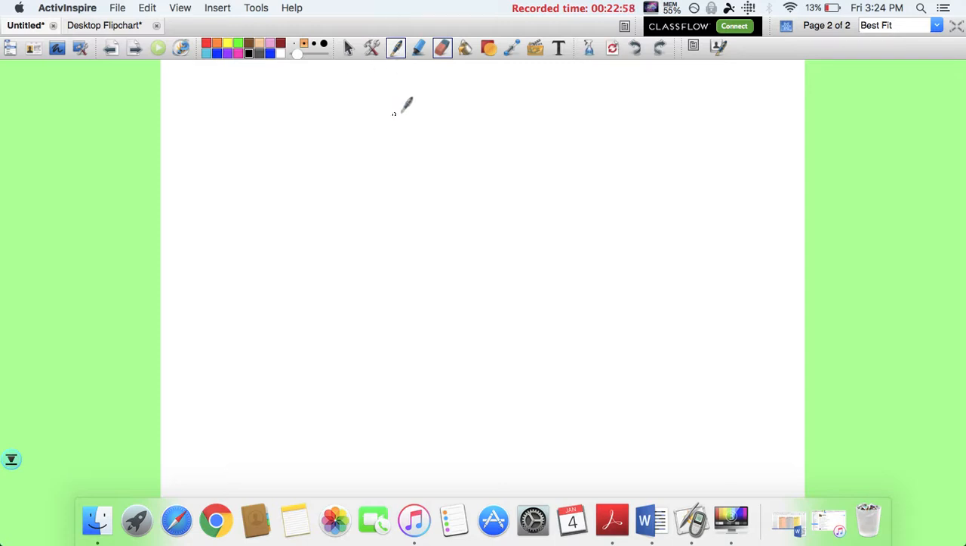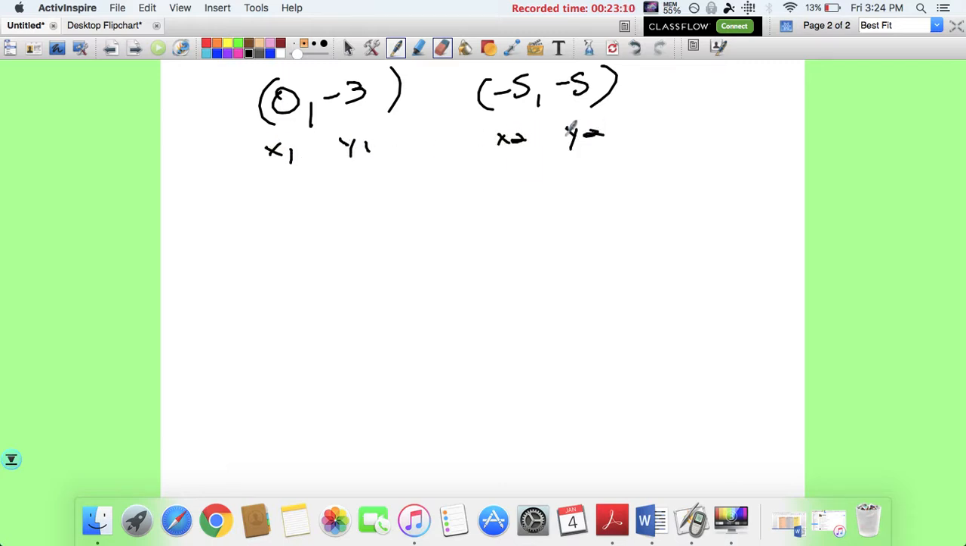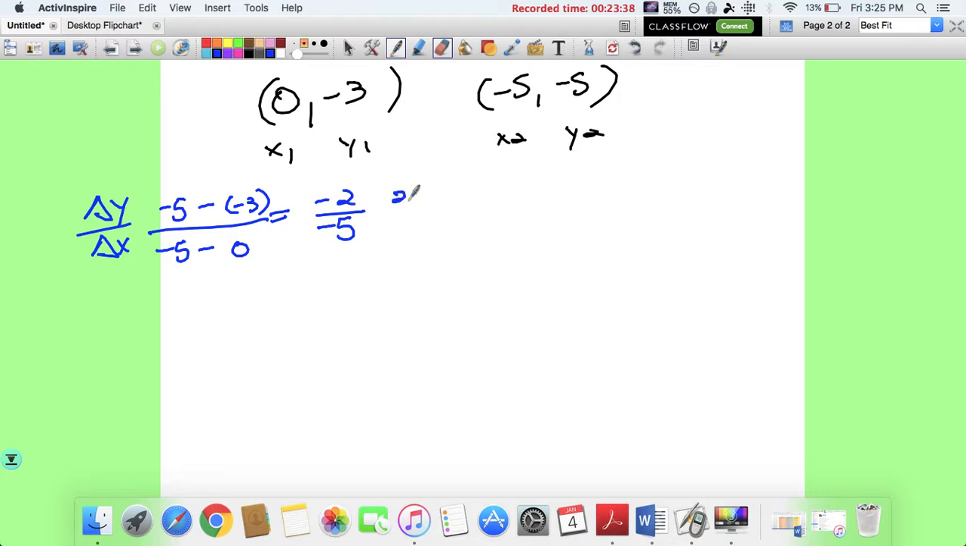So we need to come up with the equation of a line that passes through 0, negative 3 and negative 5, negative 5. x1, y1, x2, y2. So it doesn't matter which one. Remember that it's change in y over change in x. So y2, which is negative 5, minus y1, which is negative 3, over x2, which is negative 5, minus 0. Negative 5 minus negative 3 is negative 5 plus 3, so that becomes negative 2 over negative 5. And this is just going to be 2/5.